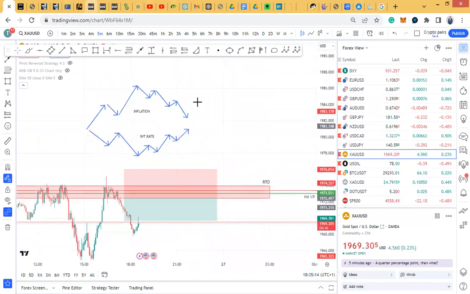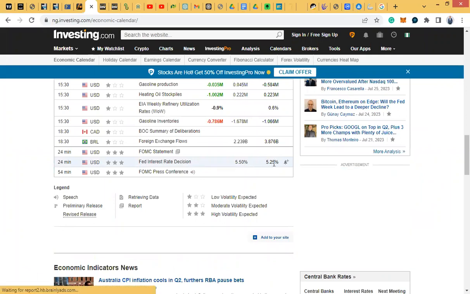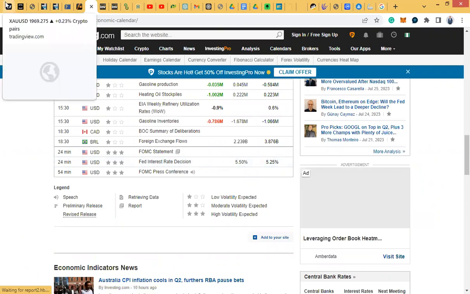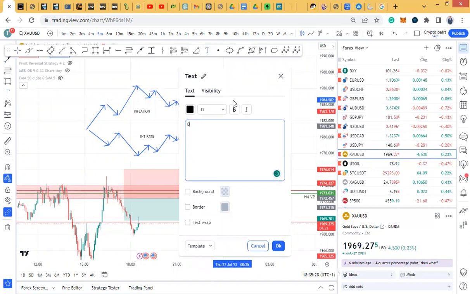So currently, the Federal Reserve wants to increase interest rates by 25 basis points. Whenever I say 25 basis points, this is what it means: 0.25%. When they want to hike interest rate by 50 basis points, it means that they want to increase the current interest rate by 0.50%. And when interest rate is increased, inflation is expected to reduce.